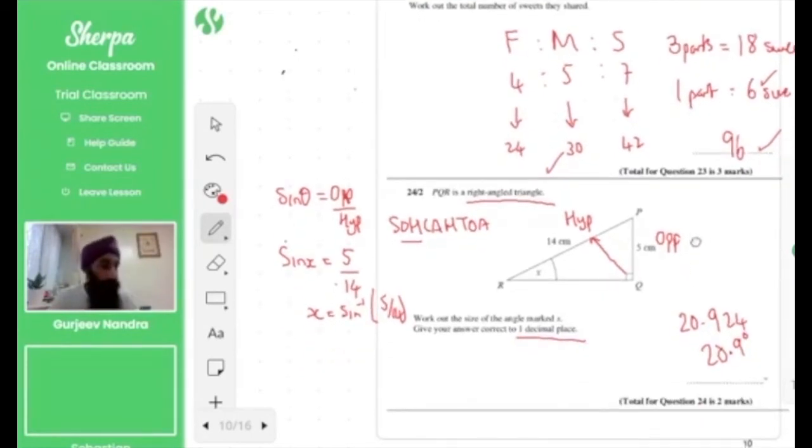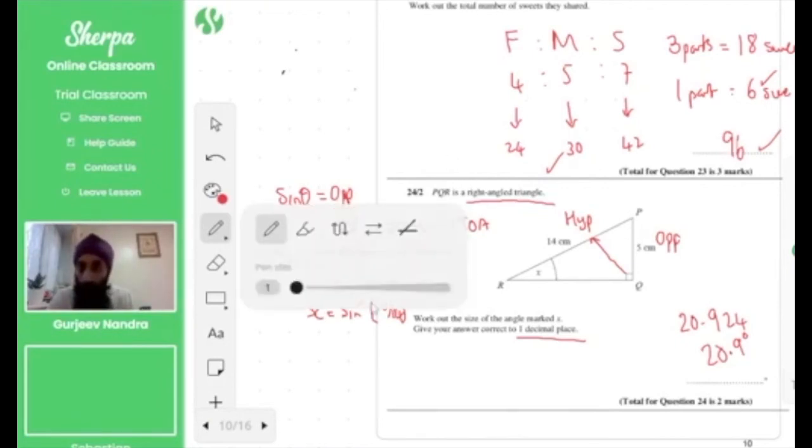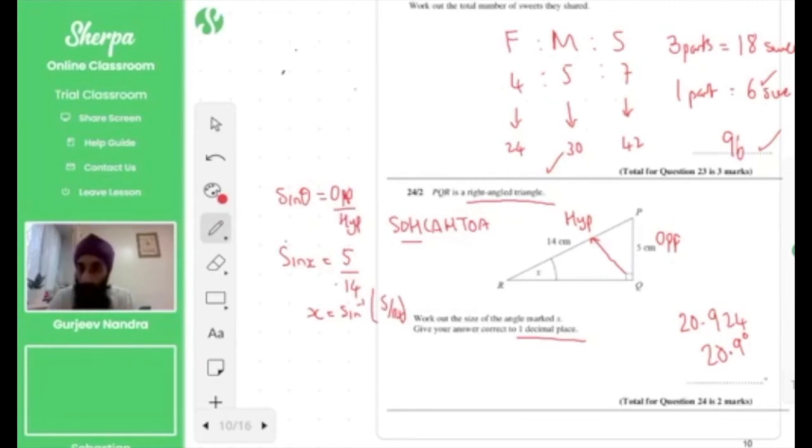To finish that question off, let's just see where those marks would come from. It's only 2 marks, so there's not going to be much room for error here. In fact, the first mark would come from getting this equation written: sine x equals 5 over 14, and the second mark is just the correct answer there, rounded, and that's it. So hopefully that's been useful.